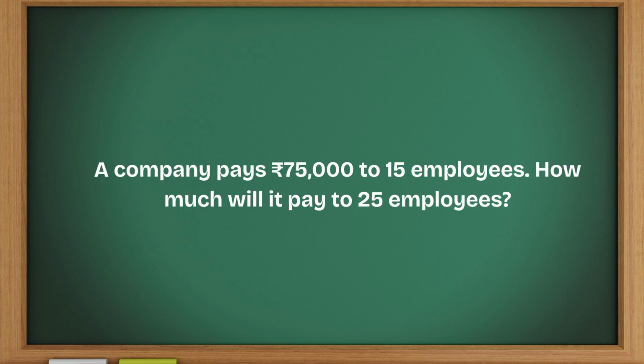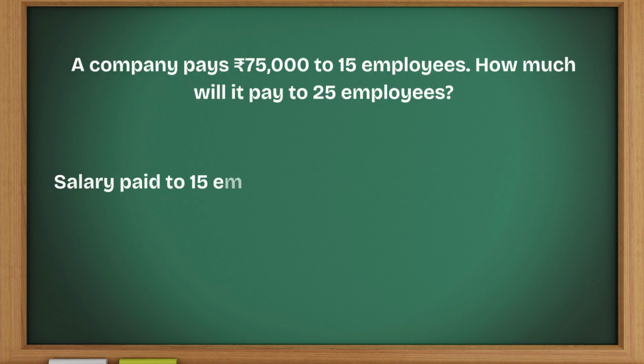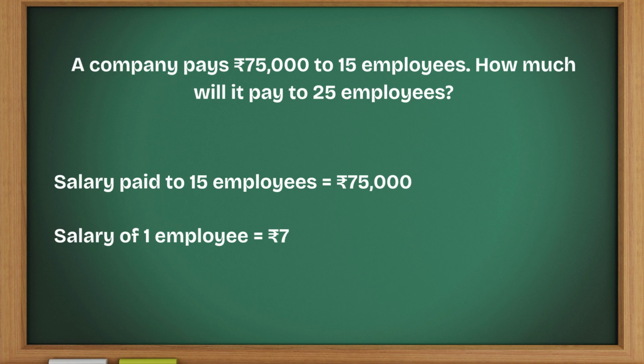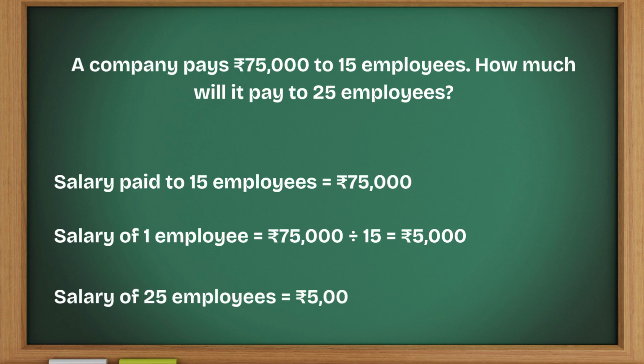So if we look at the last example of this session, a company pays 75,000 to 15 employees. How much will it pay for 25 employees? And then we'll see how we can approach this particular sum. So salary paid to 15 employees is rupees 75,000. Therefore, salary paid to one employee would be 75,000 divided by 15, which is 5,000 rupees. And then from one, we again jump to many, which is salary paid for 25 employees. The salary of 25 employees would be the salary of one employee multiplied by 25, and you get this particular answer.